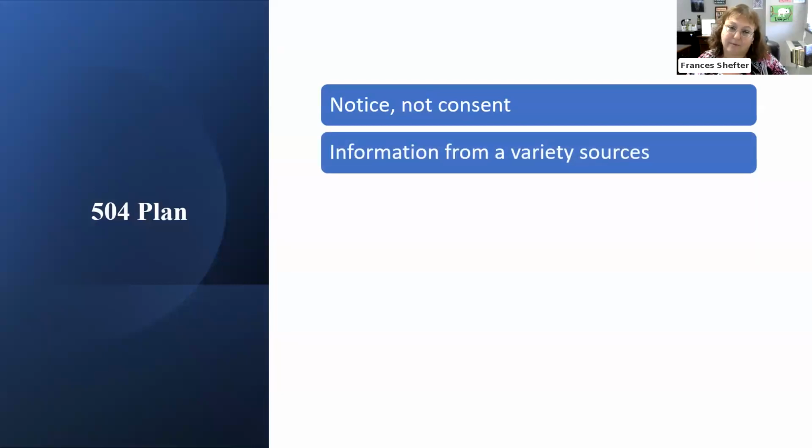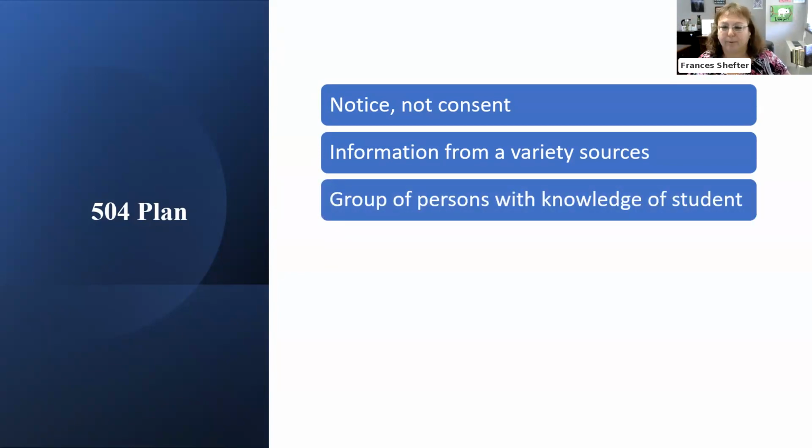Again, it's information from a variety of sources. So it can't just be one teacher saying what's going on. There needs to be looking at outside people, the parents, and everything else. Again, a group of persons with knowledge of the student. So not just people that generally know about traumatic brain injury or generally know about deafness. It's somebody that actually knows this child and their unique needs.